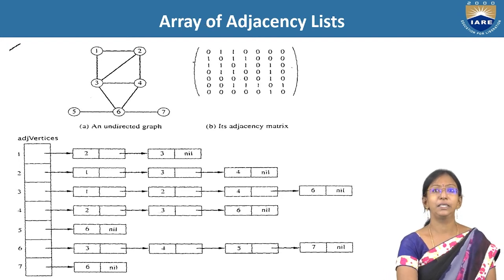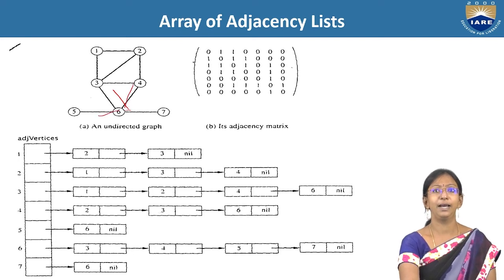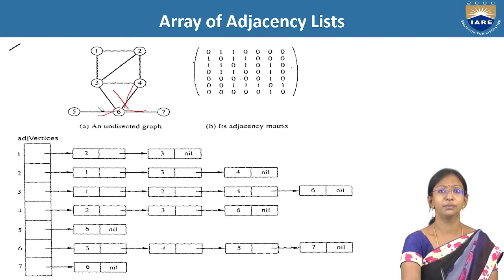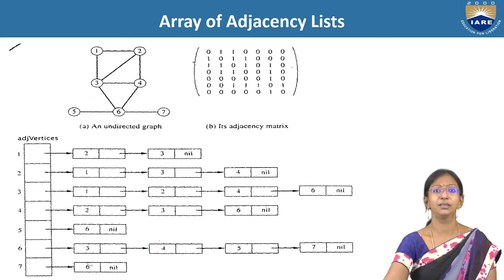So let me take an example, say 6. Who are all the neighbors of 6? 2, 4, 5 and 7. 4 neighbors are there, so 4 nodes will be there. So 3, 4, 5 and 7. These are the neighbors of our node number 6.